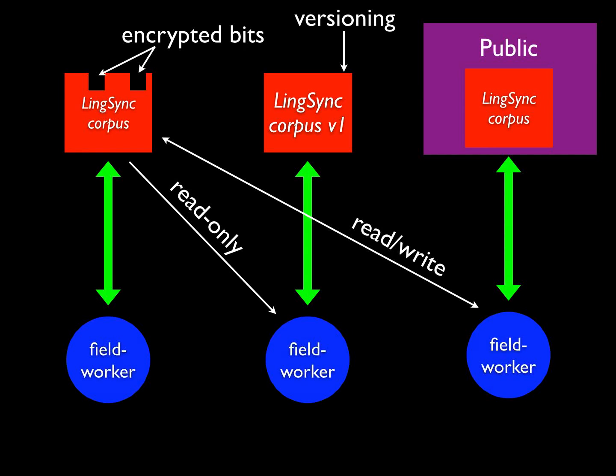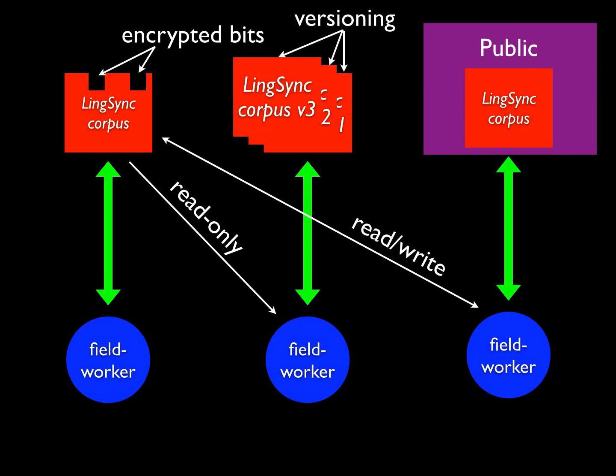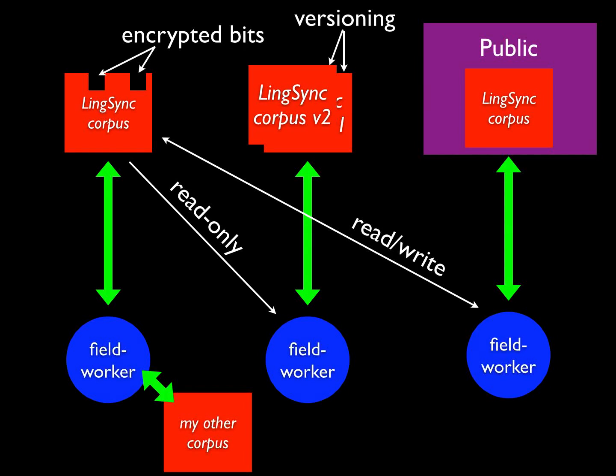LingSync also has version control, so whenever a change is made, the previous state is saved. This means that changes can be undone if needed. By allowing such fine-grained control over access, and by implementing version control, LingSync balances the need for collaboration, data sharing, and data reuse with the requirement, whether it be from speakers, language communities, or fieldworkers themselves, that some or all of the data be kept private. Of course, a given user may also have more than one corpus used for different purposes or languages and with different permission settings.